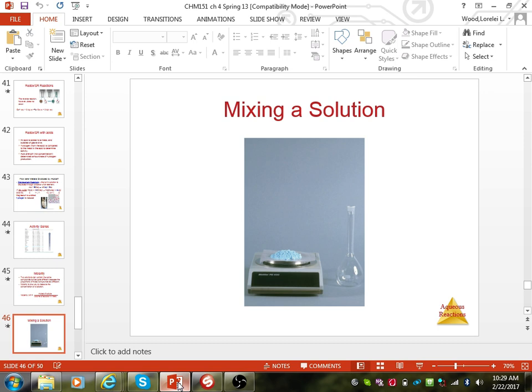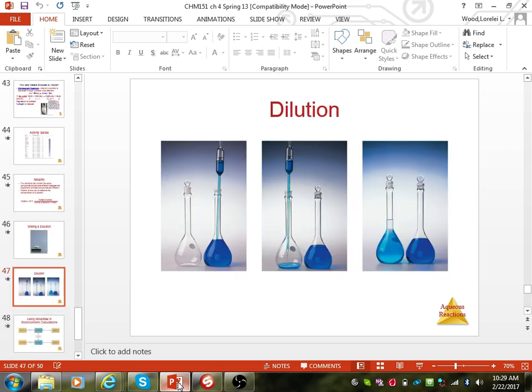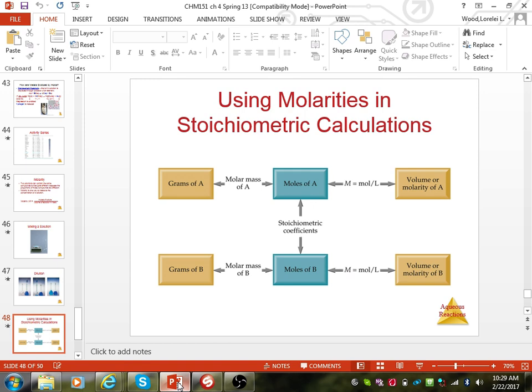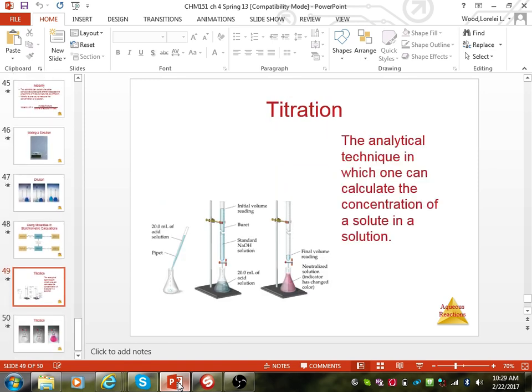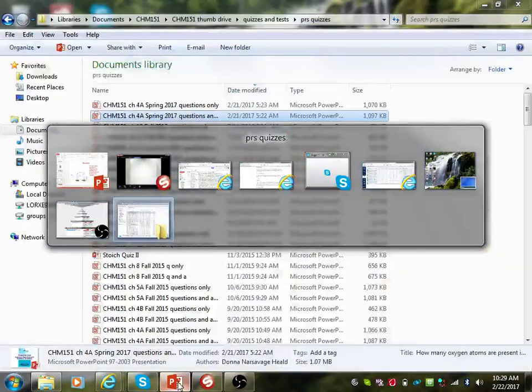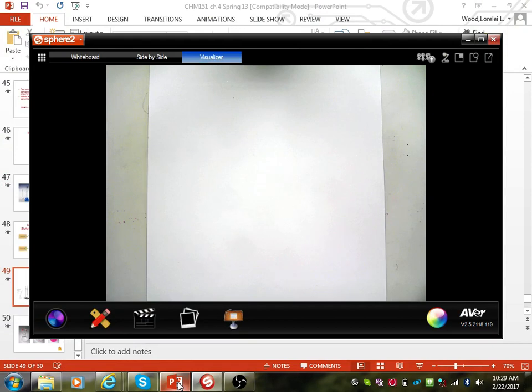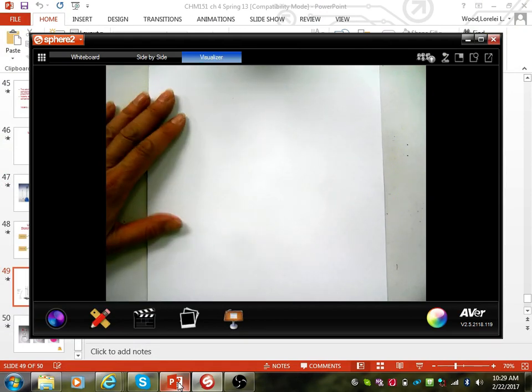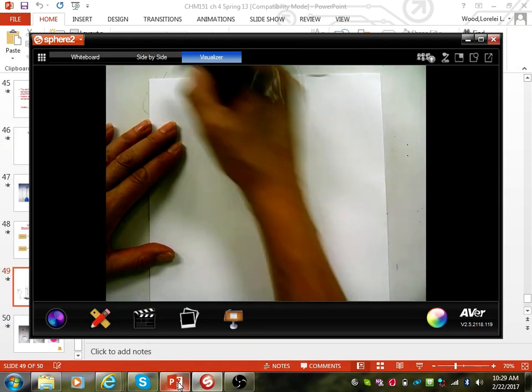Then we're going to talk about your actual mixing of a solution. What do you actually have to do once you know the numbers and the calculations? Then we're going to practice some dilution problems. And finally, we're going to finish with some stoichiometry and some acid-base reactions. So there's our format of where we're going with the calculations in this. So now we're going to start with calculations.